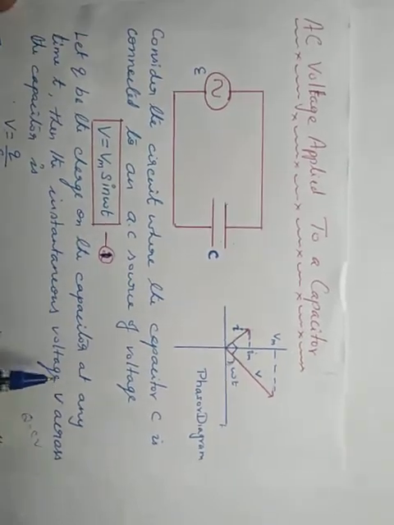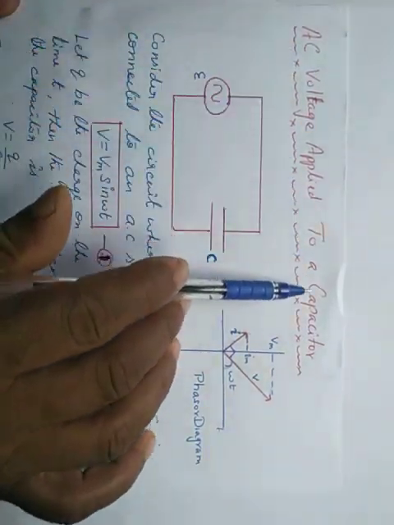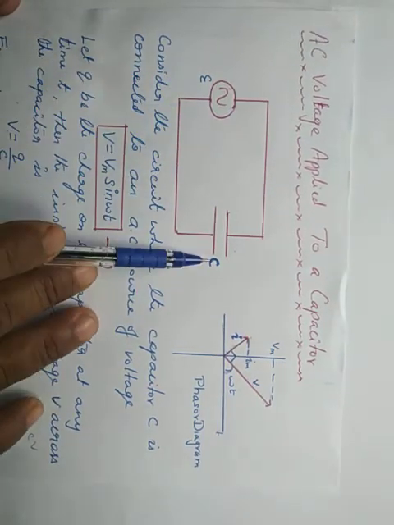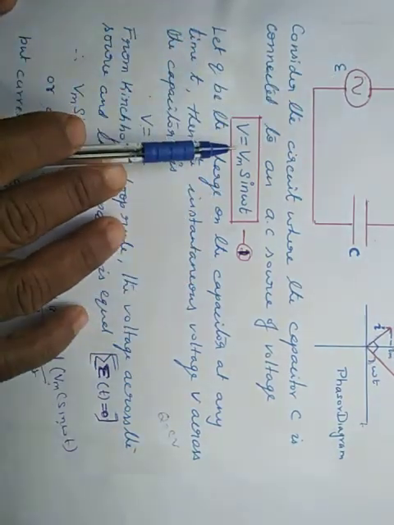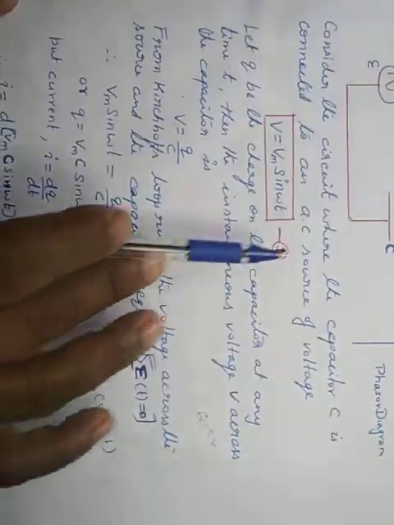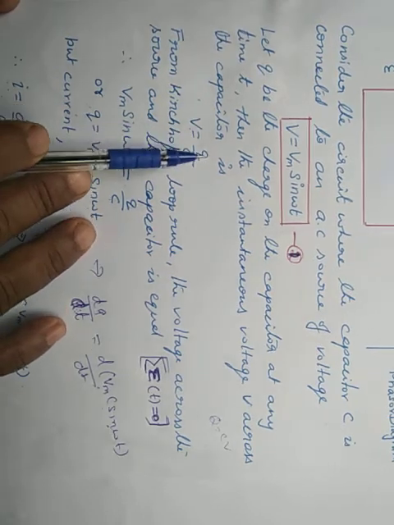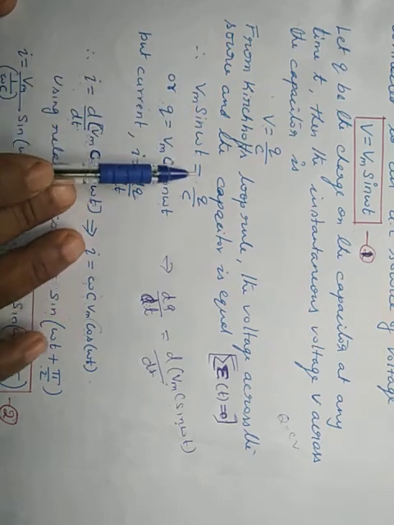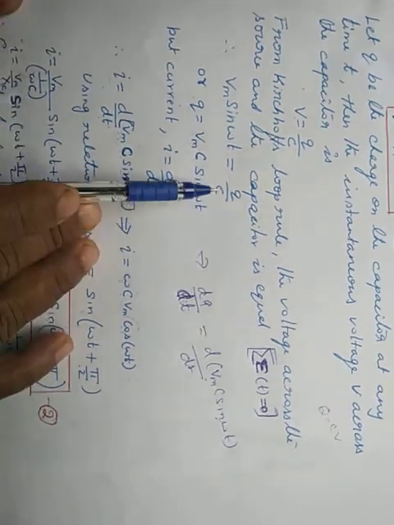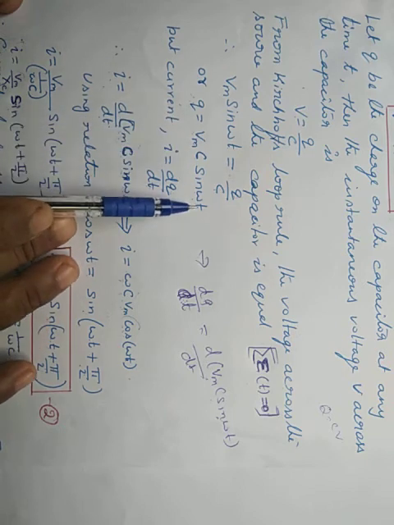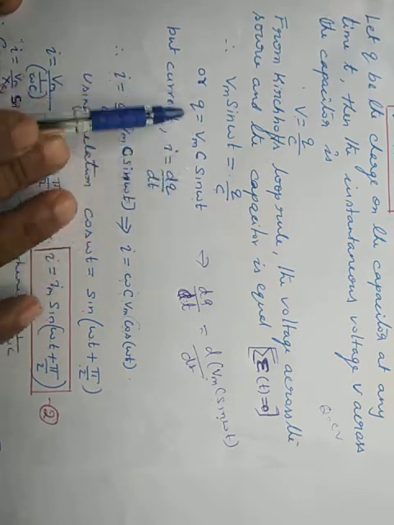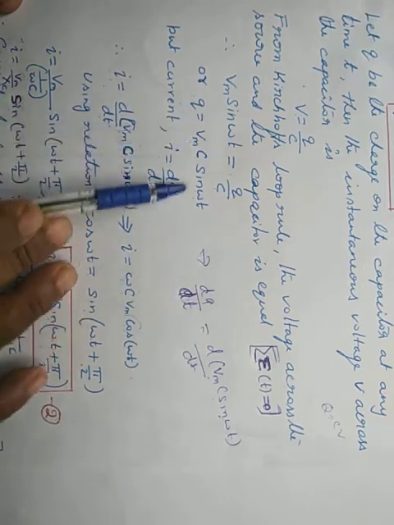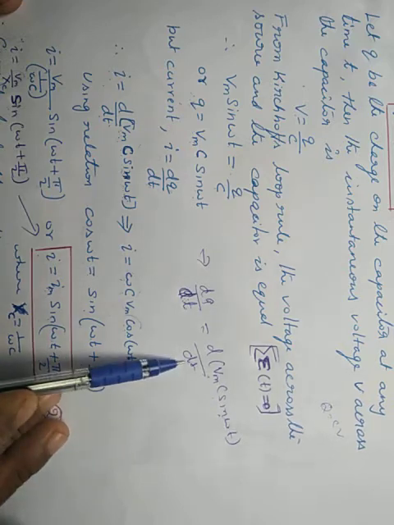So, guys, this is all about the AC voltage applied to a capacitor. In this one you have to draw the diagram with the AC source and the capacitor. The voltage across the AC source is Vm sin omega t. The voltage developed in this capacitor is V equal to Q by C. By using Kirchhoff's loop rule, you can write Vm sin omega t equal to Q by C. Bring C here, you will get Q equal to Vm C sin omega t. Then differentiate both sides with respect to time: dq by dt equal to d of Vm C sin omega t by dt.